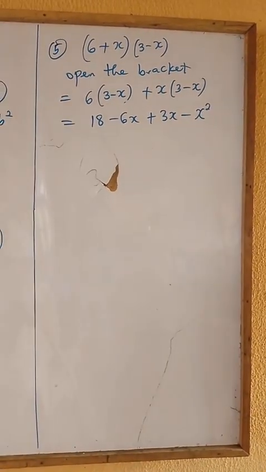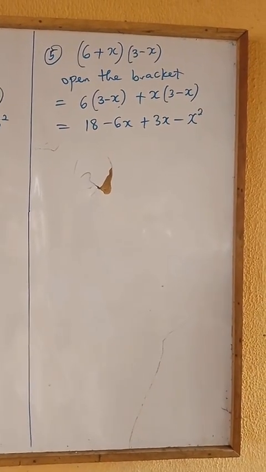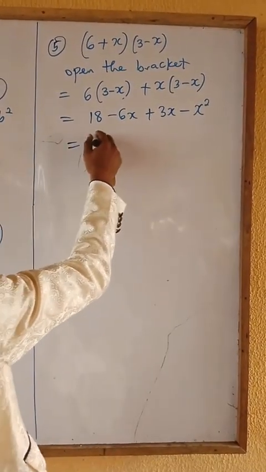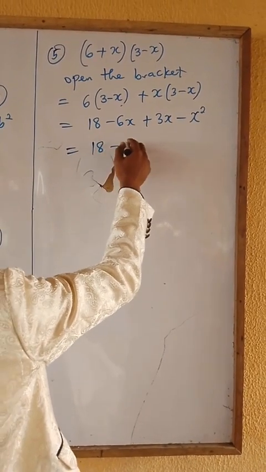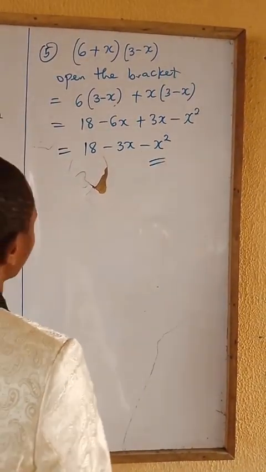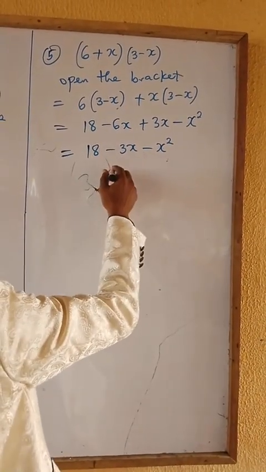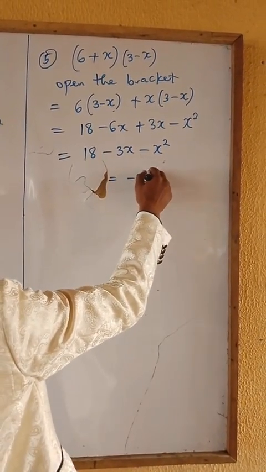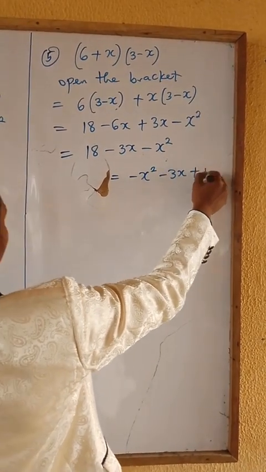So minus 6s plus 3s, they are like terms, so we can simplify them. So we are going to have 18 minus 3s minus s squared. So that will be our final answer. And if you like, you can rewrite it as minus s squared minus 3s plus 18.